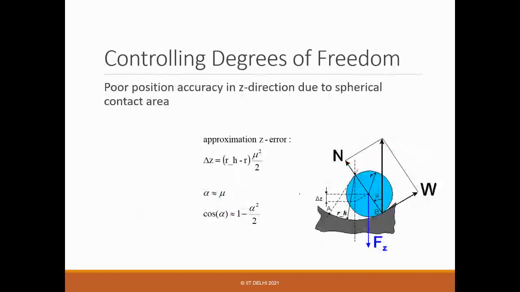Other thing is because of the friction, it will get friction locked also. So suppose you are using this kind of surface, a ball in a groove, a spherical groove, so you have a spherical contact area. So what this is saying is poor positional accuracy in this direction.